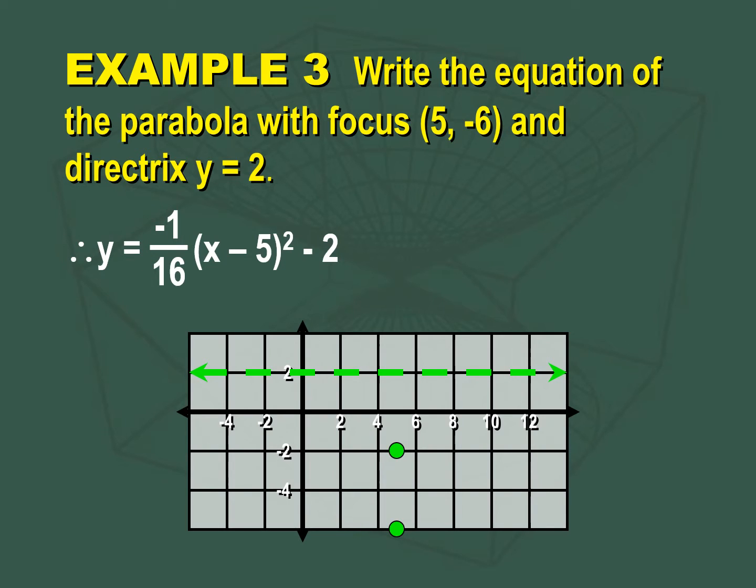Also, one more thing. Let's look at if the focus is 5, negative 6, why is my k value minus 2, right? Well, remember, your focus is this point here, right? Your vertex, your h, k, is here. And this value was 5, negative 2. So that's why this is a minus 2.